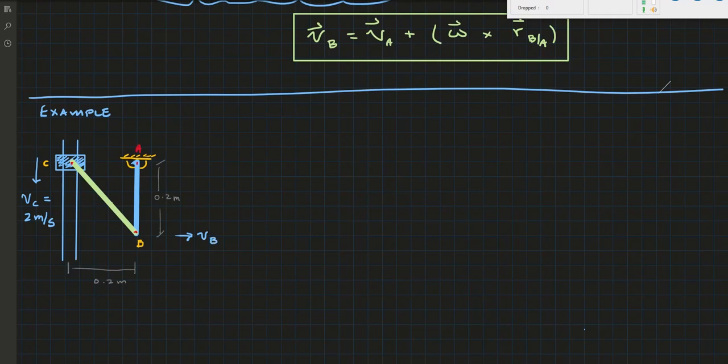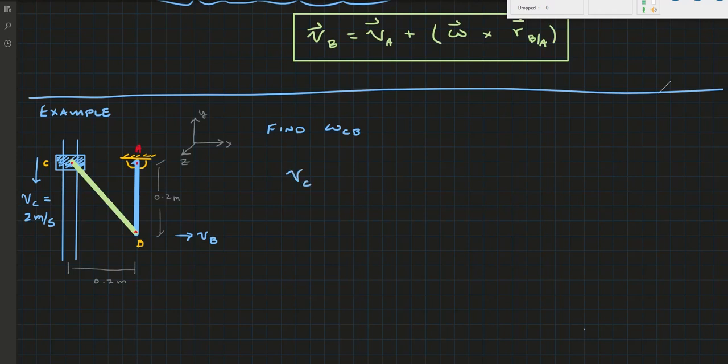Let's do something else. Let's put in here a coordinate system. So let's go y this way, x this way, and z is out of the board towards us. So what we want to do here now is we want to find the angular velocity of CB. So we want to find the angular velocity of the green link. Well, we can of course use the above relationship.